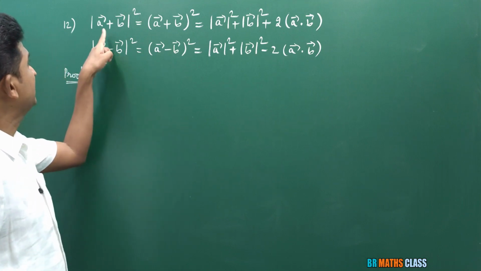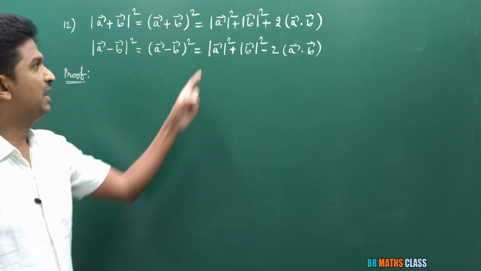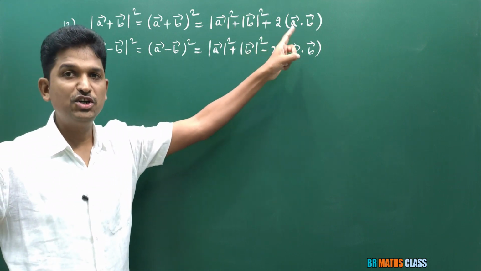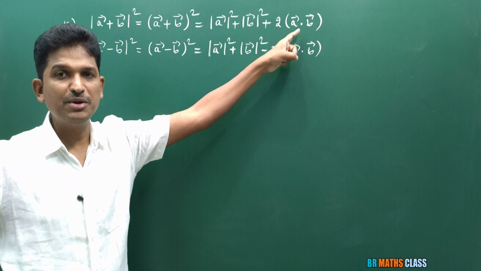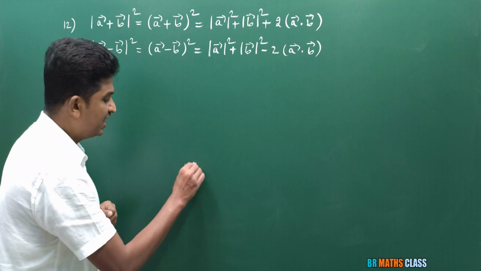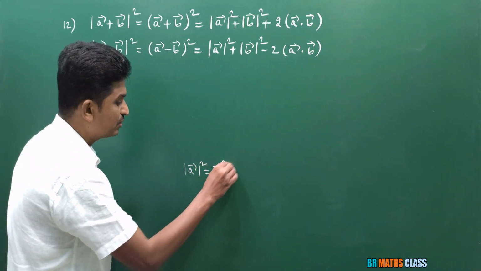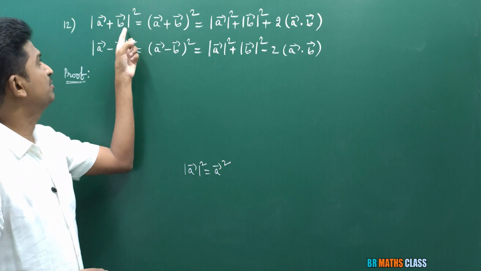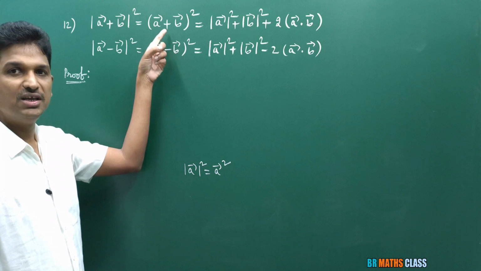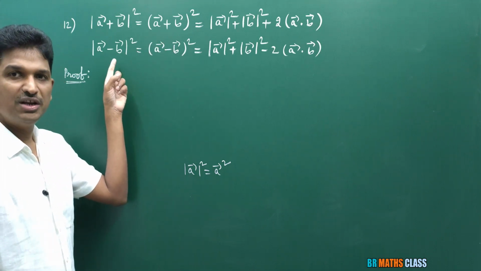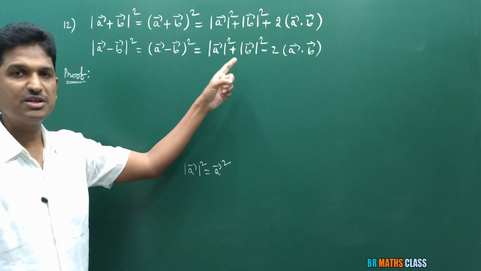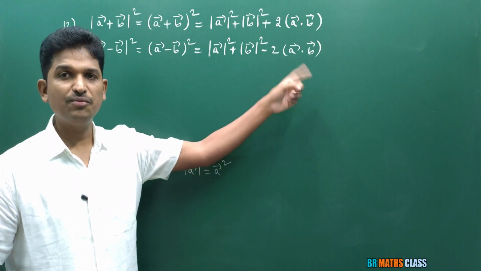What is this? Magnitude of A bar plus B bar whole square is magnitude of A bar square plus magnitude of B bar square plus 2 times A bar dot B bar. This is dot product, not simple multiplication. A bar dot B bar. In earlier classes, you learned this: magnitude of A bar square can be written as A bar square. So here, magnitude of A bar plus B bar whole square can be written as A bar plus B bar whole square. Both are the same only. In the same way, magnitude of A bar minus B bar whole square is the same as A bar minus B bar whole square, and its formula is magnitude of A bar square plus magnitude of B bar square minus 2 times A bar dot B bar.